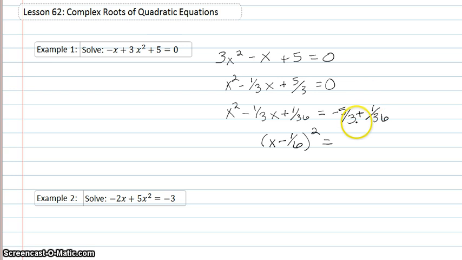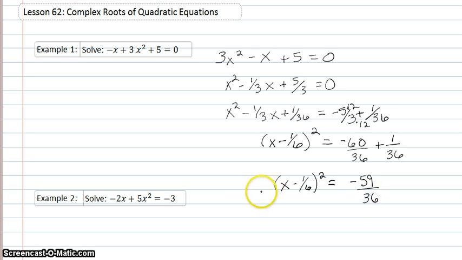So I have to multiply top and bottom by 12, or many of you will just put this in your calculator to get that answer. So I would have a negative 60 over 36 plus 1/36. Okay, then I'm just going to keep this squared binomial the same. So I'm going to have x minus 1/6 squared equals. I'm going to combine these two fractions now that we have common denominators. So it's going to be a negative 59 over 36.